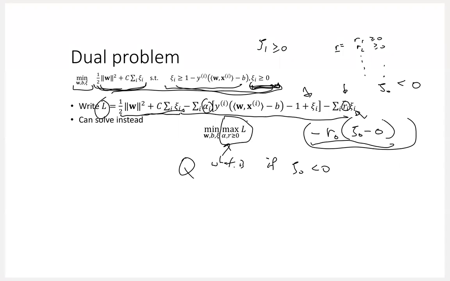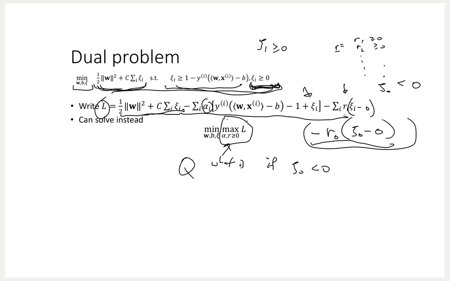So alpha i, Ri, and so on. So for this one it's Ri, Ci. Actually, I can write it like this: Ci minus 0. And this whole thing we call L here.